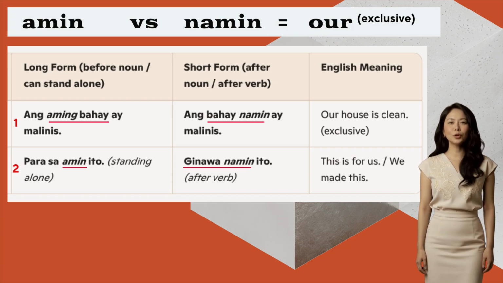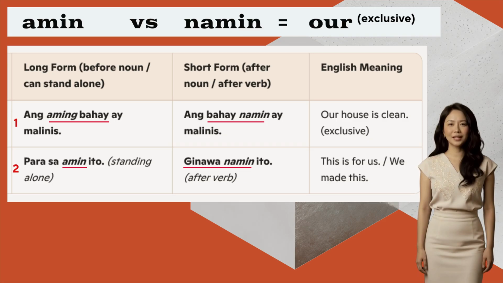Now let's move on to amin versus namin. They both mean our in English, and these forms are exclusive, which means the person you're talking to is not included. So just like the other pronoun pairs, the difference is in placement, not meaning.